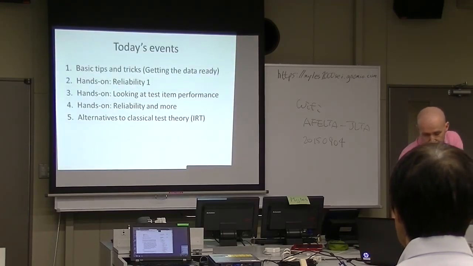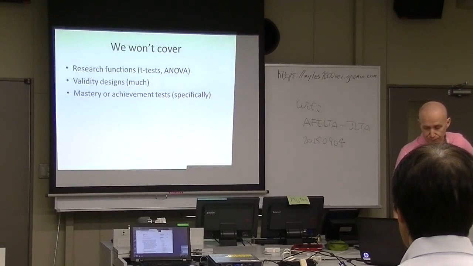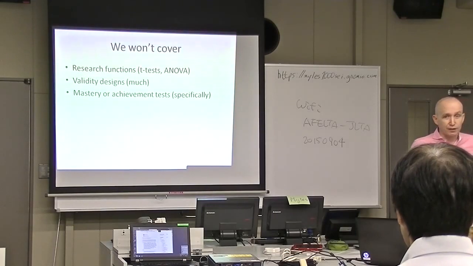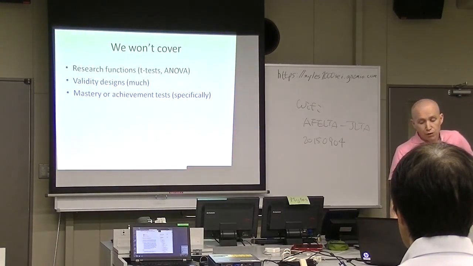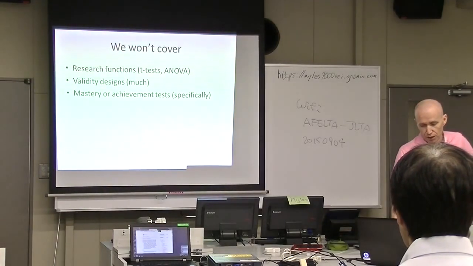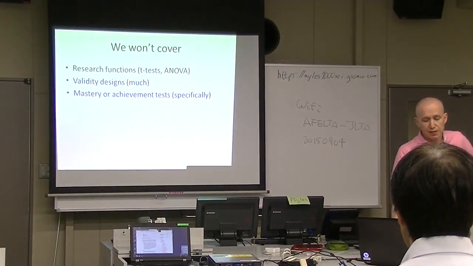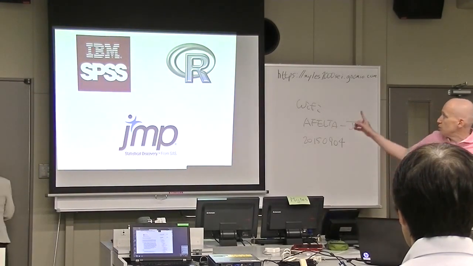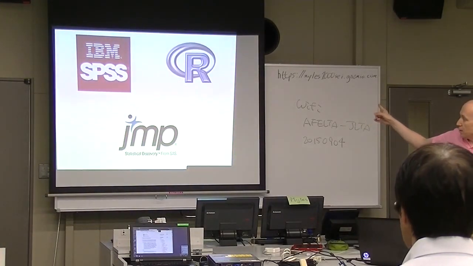So, this is the routine that I've talked about. Okay. Just very quickly, we will not be doing any t-tests or ANOVA. That's way too complicated. We're also not going to be talking about validity very much. Reliability is part of it, but validity is a much broader topic. Okay. We also won't be talking specifically about mastery or achievement tests, but some of the things that we do can be applied. Okay. I think Atsushi may spend a little time talking about R at the end.